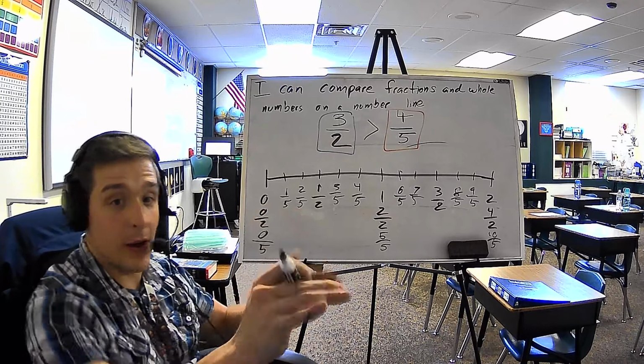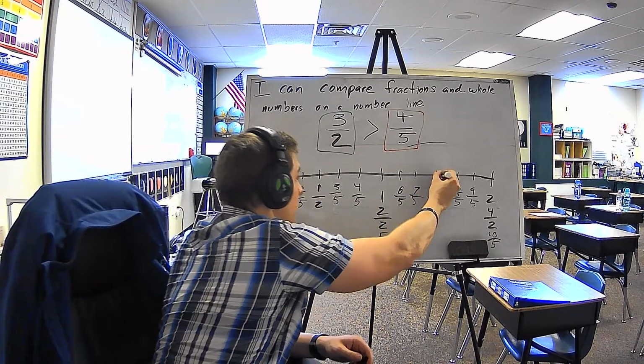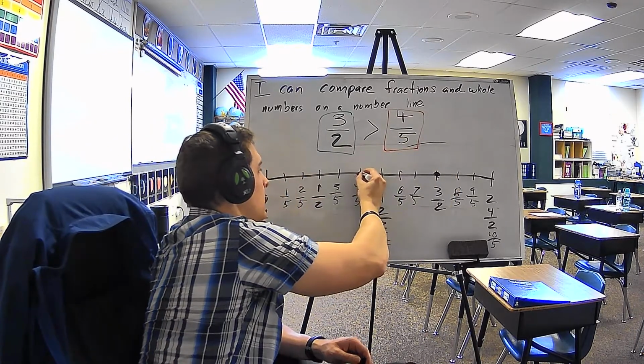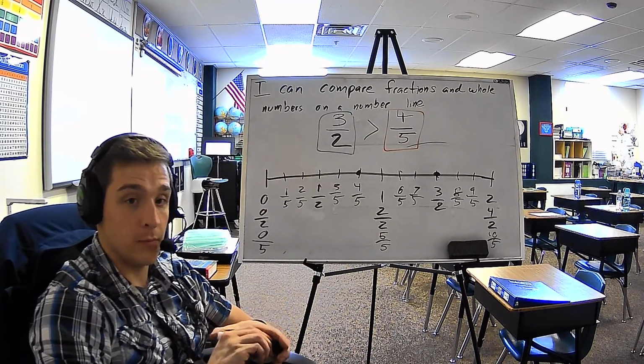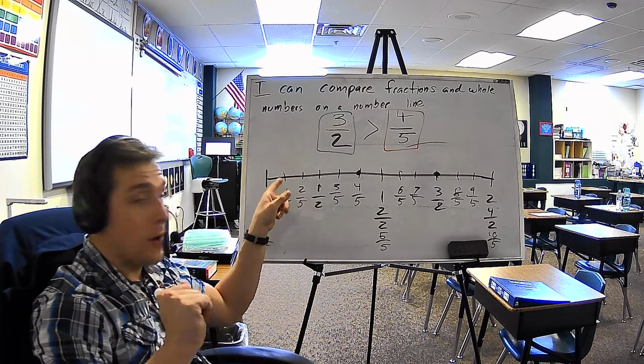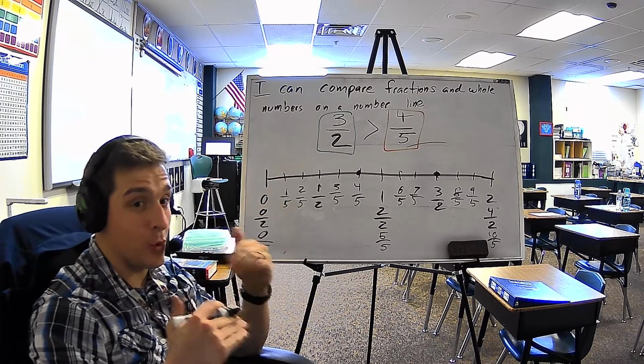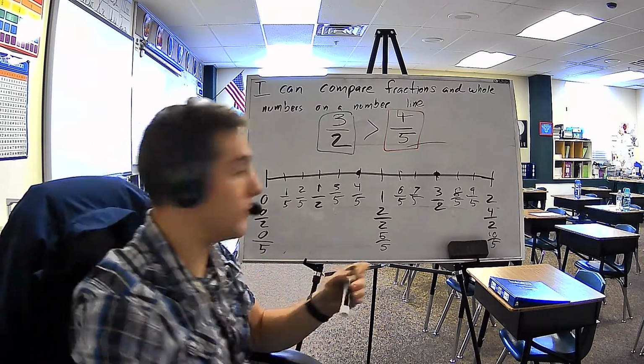Now it's labeled here. Now I can compare it. 3/2 is right here. 4/5 is right there. I can still tell 3/2 is farther along. Now, there are some scenarios where there will be overlap. And let me show you an example here.